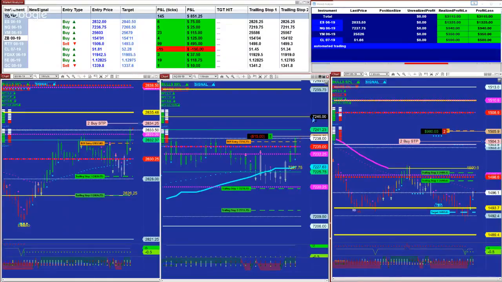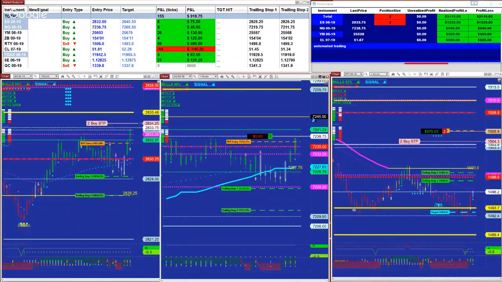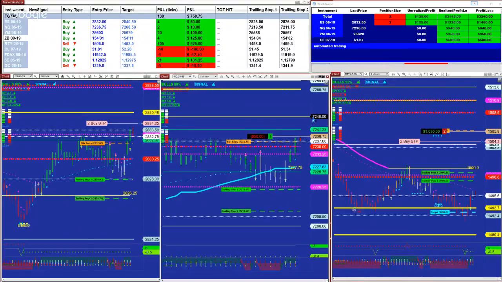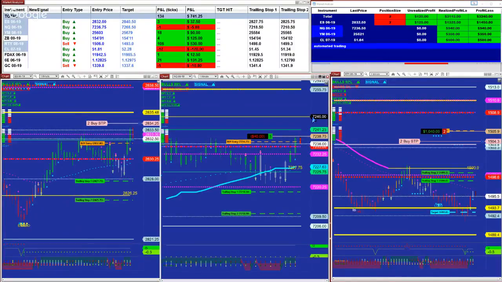Okay, the whole thing has now changed, and we are about to break that area, and we are still on the 2834 limit order. On the ES, 2834 limit order.